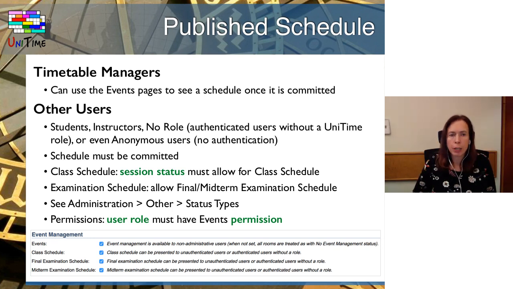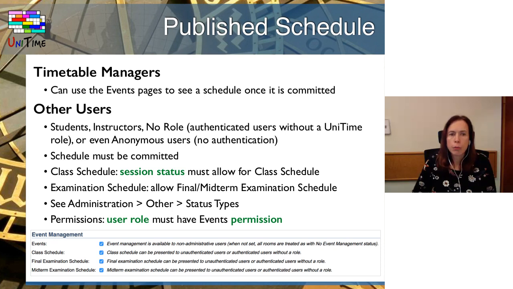But there are users with other roles who also use this event management. There can be students who can see their personal timetables, or they can check timetables in many different ways, like room timetable, check availability of rooms, instructors or other authenticated users that do not have a role in UniTime, or an institution may even allow anonymous users to access UniTime and the timetable in UniTime. For example, when you link the timetable from another application.